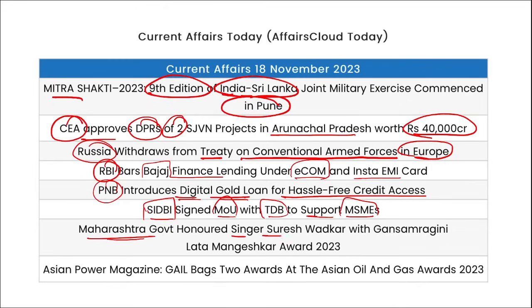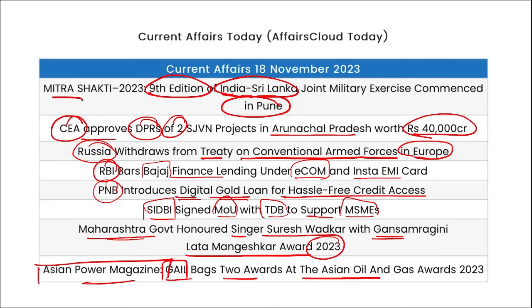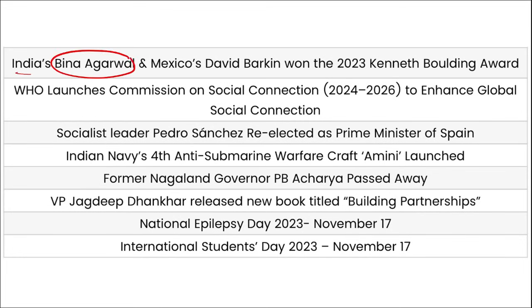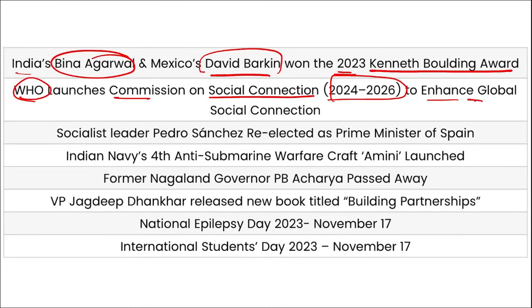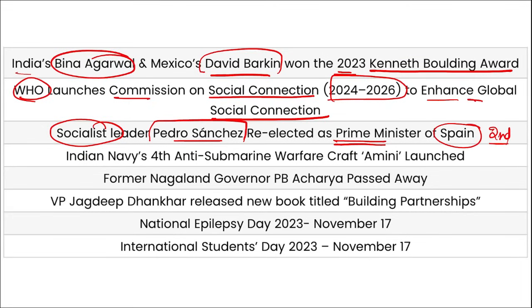Maharashtra government has honored singer Suresh Wadkar with the Gansam Ragini Lata Mangeshkar Award 2023, and GAIL has bagged 2 awards at the Asian Power magazine's Asian Oil and Gas Awards 2023. Then India's Beena Agarwal and Mexico's David Barkin have won the 2023 Kenneth Boulding Award. Then WHO has launched a Commission on Social Connection 24 to 26 to enhance global social connection, and this is related to loneliness. Then socialist leader Pedro Sanchez has been re-elected as the Prime Minister of Spain. This will be his 2nd term. Then Indian Navy's 4th anti-submarine warfare craft Amini. This Amini was named after the Amini Island that is in Lakshadweep.